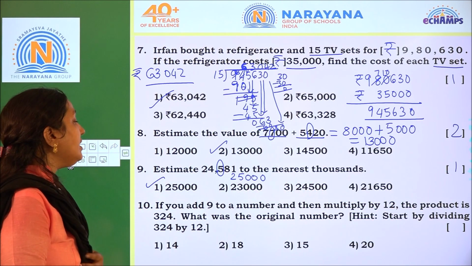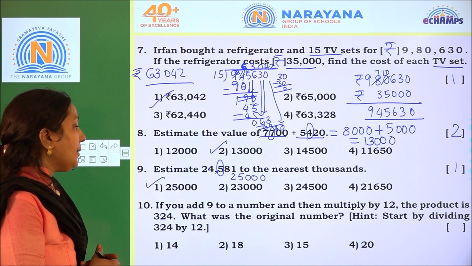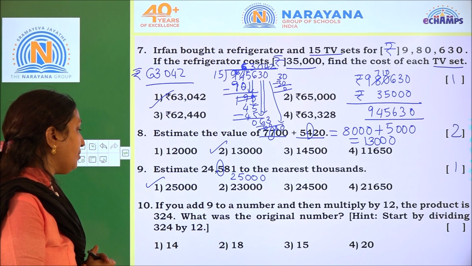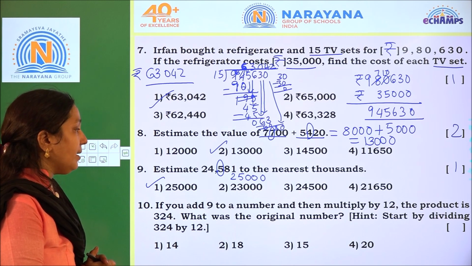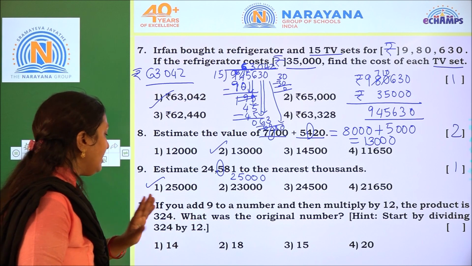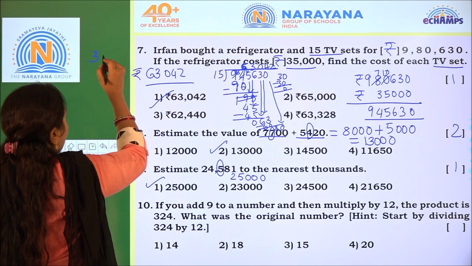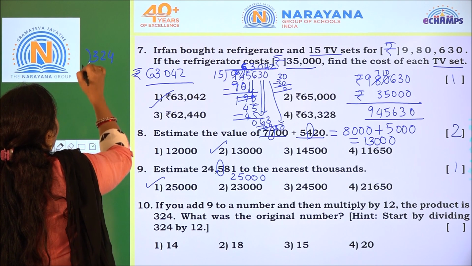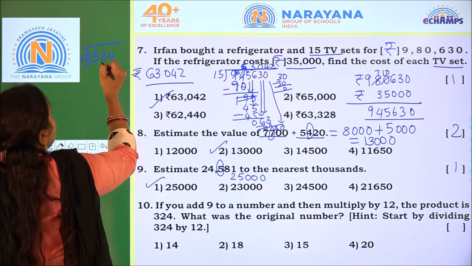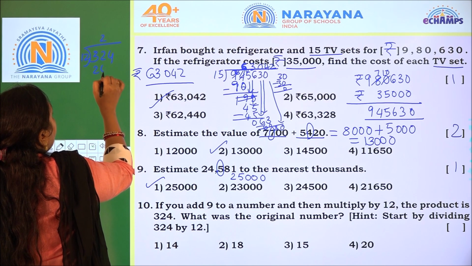If you add 9 to a number and then multiply it by 12, the product is 324. What was the original number? Hint: start by dividing 324 by 12. That means we have to divide first. 324 is divided by 12. How many times can we take, children, here? 2 times. 2 12s are 24.